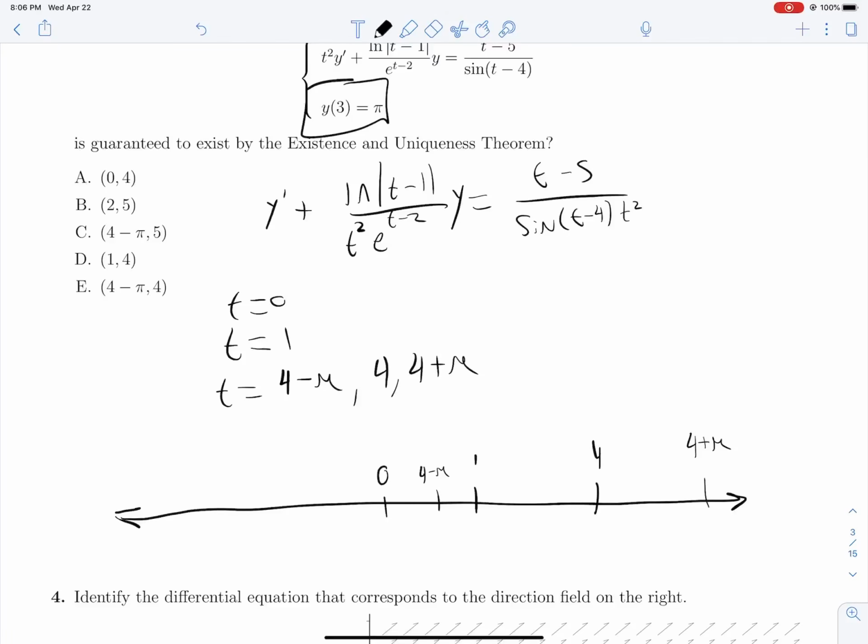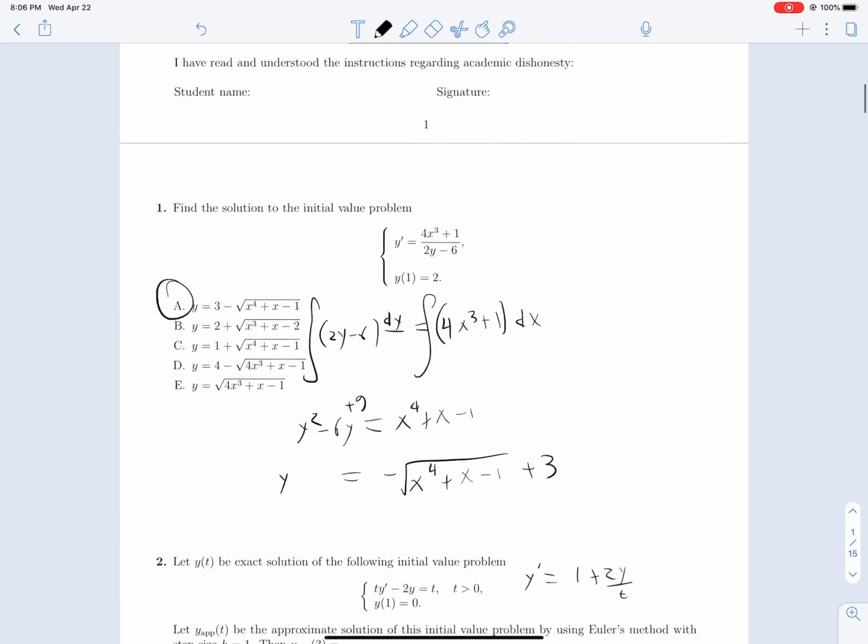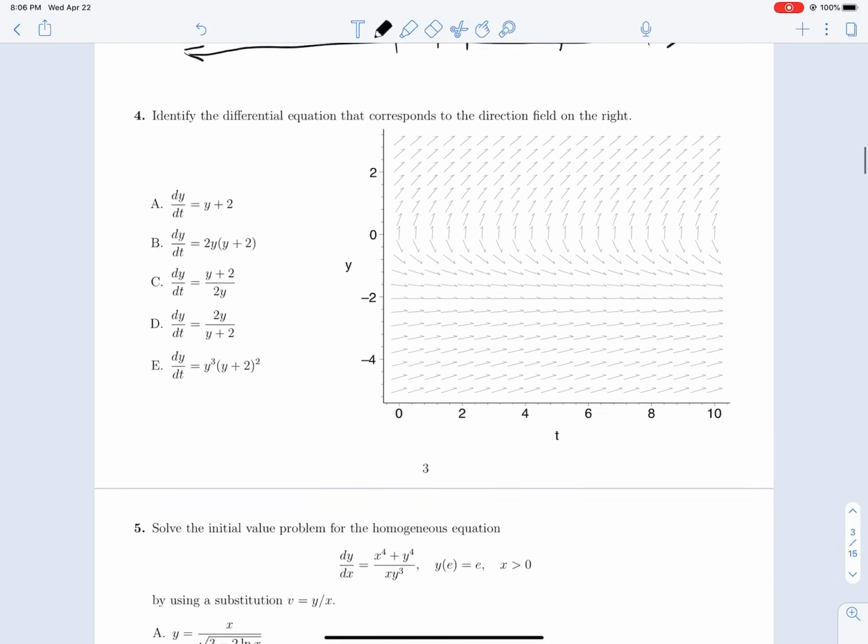We see that our initial condition is for y at 3. That's going to fall right in here, and so the farthest left that we can go and the farthest right we can go define the bounds on our existence and uniqueness theorem guarantee for our solution existing, and so that gives us 1 and 4, so 3 is D.